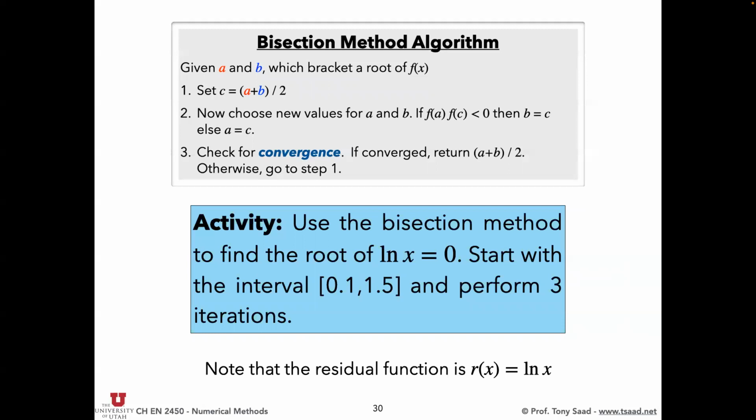And that's your algorithm out there. Go ahead, do it by hand. This is as good as any example. All the examples you would do, I can give you 1,000 examples, and they're all the same. Start with A and B, 0.1 and 1.5, and do 3 iterations.